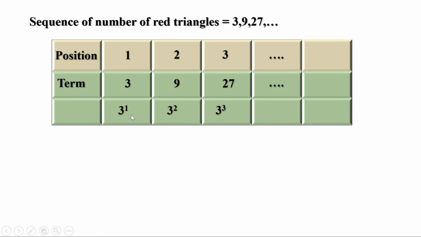What about the power? When the position is 1, the power is 1. When it is 2, the power is 2. When it is 3, the power is 3. So when the position is n, the power is also n. Therefore, xn equal to 3 raised to n is the algebraic expression of this sequence.